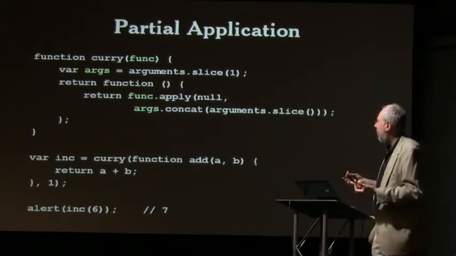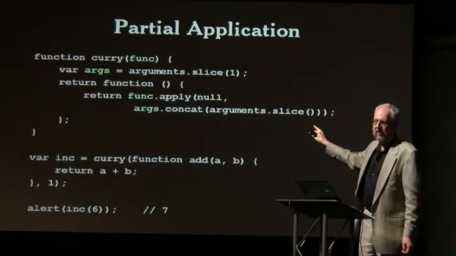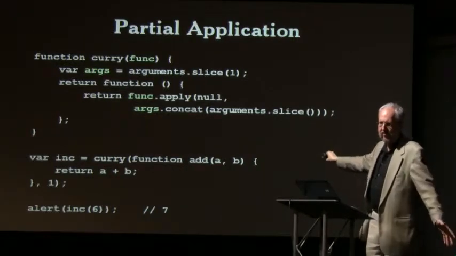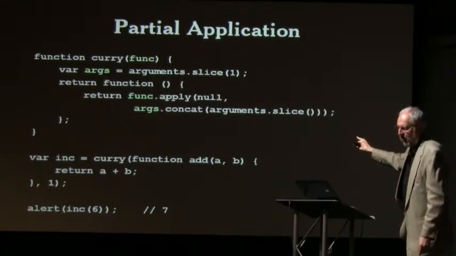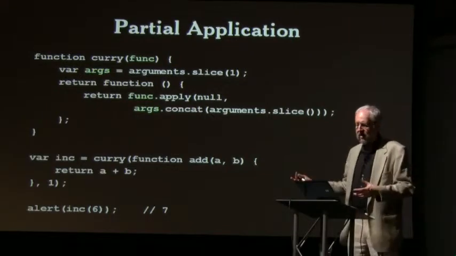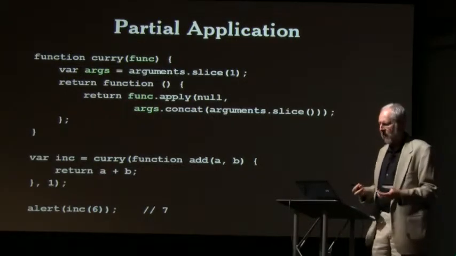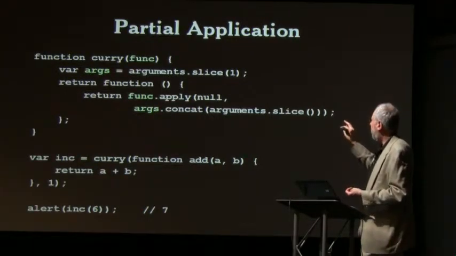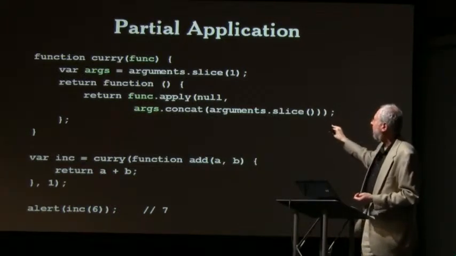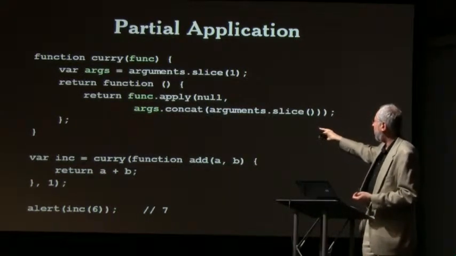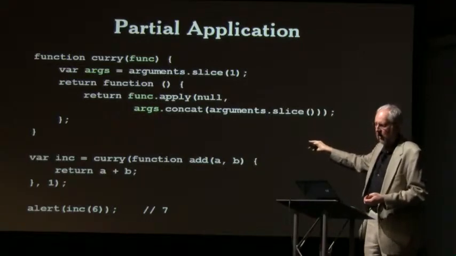I don't need that one. And in this case, I'm assuming I'm on ES5, so I'm not doing the awful array.prototype.apply trick. And then curry returns a function. And that function will apply the arguments to the function.